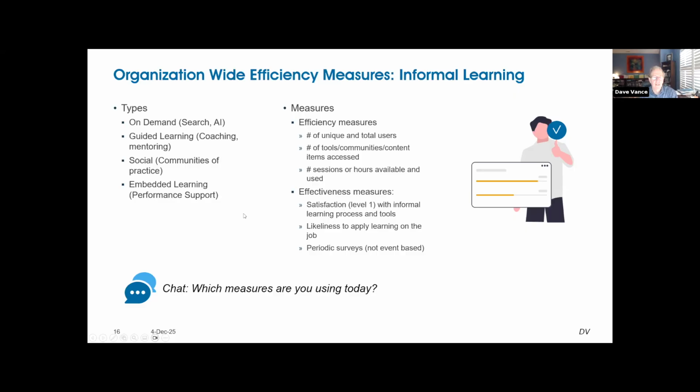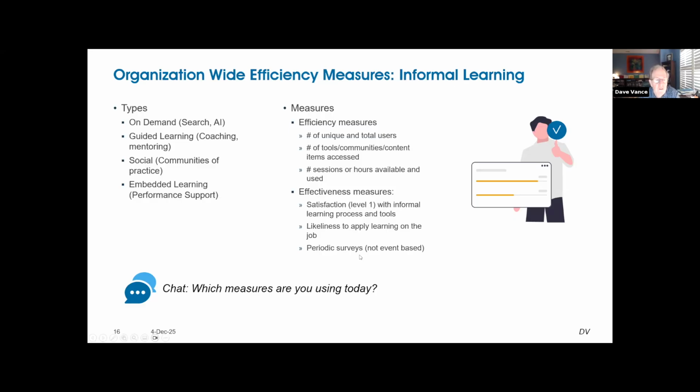And we're going to be interested in a second to see how many of you have started measuring those, because you can. Measurement is not limited to simply formal learning. You can ask how many unique and total users we have, how many tools are being used, or how many sessions have been conducted. But you can also get a type of level 1 reaction or satisfaction for all of these, with both the process and the results it's bringing, and likeliness to continue to do that or apply it in the future.